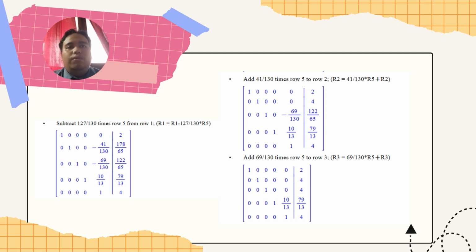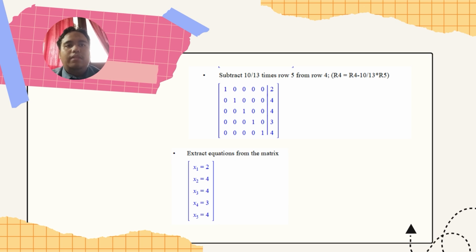above it. We subtract 137 over 130 times row 5 from row 1. Then we add 41 over 130 times row 5 to row 2. And finally, for this column, we add 69 over 130 times row 5 to row 3. To complete the process, we perform one last elimination. We subtract 10 over 30 times row 5 from row 4.